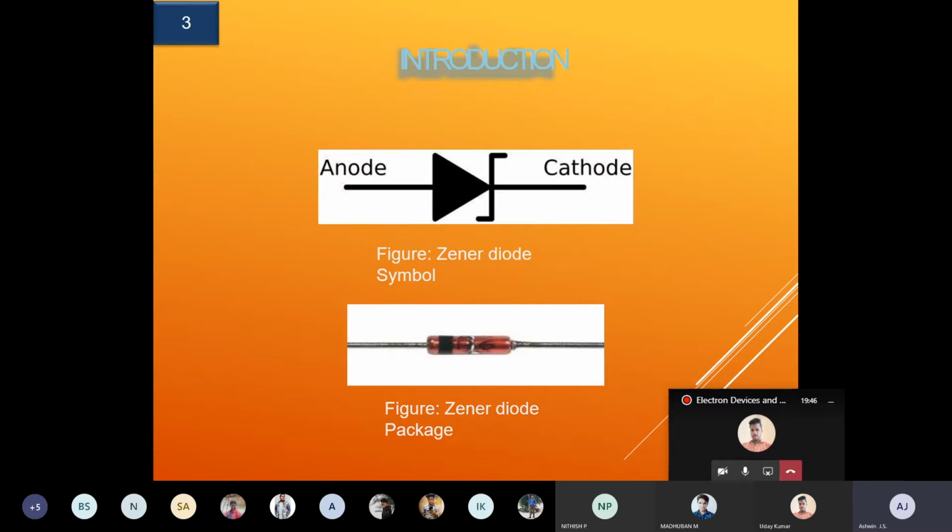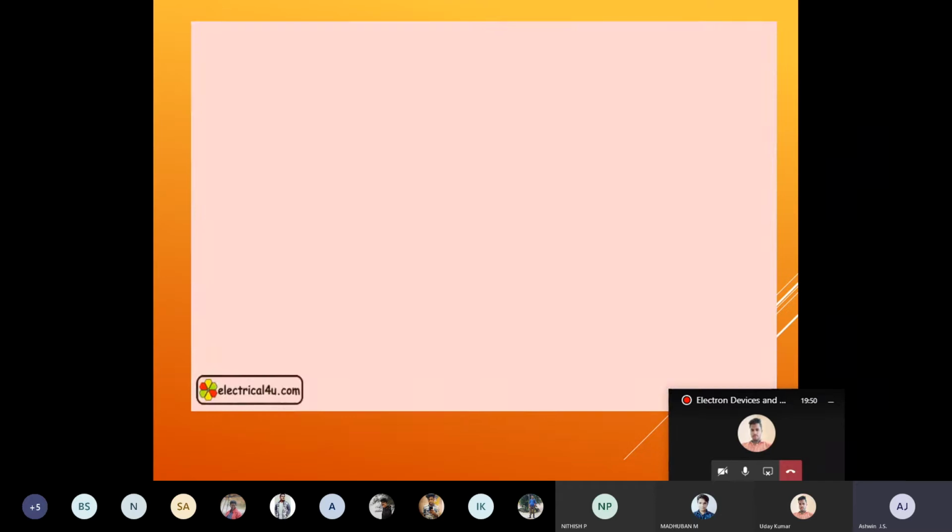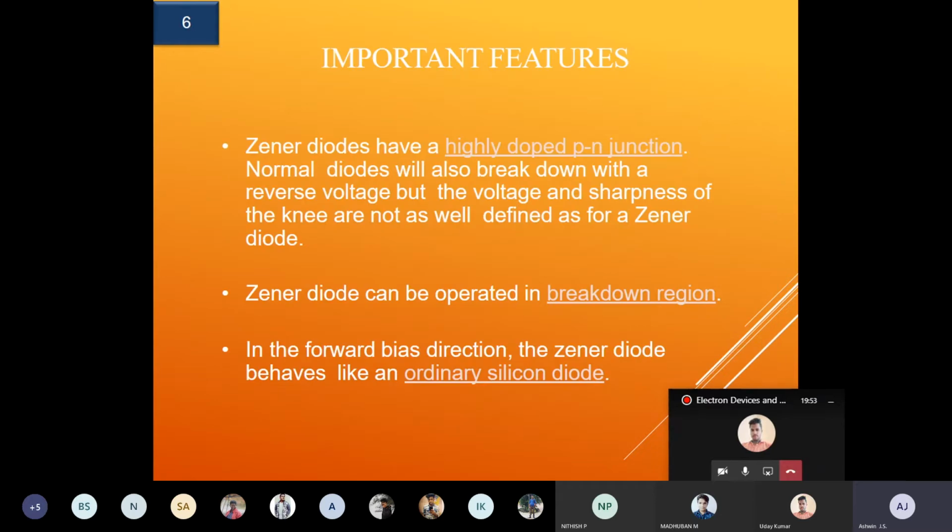So here we are looking at the Zener diode symbol. The difference between a PN junction and a Zener diode is that the PN junction is lightly doped and the Zener is heavily doped. The Zener diode can operate in the breakdown region only. We are not going to use it in forward, because the PN junction itself will work in forward. The Zener is specially designed to work in the reverse breakdown region.